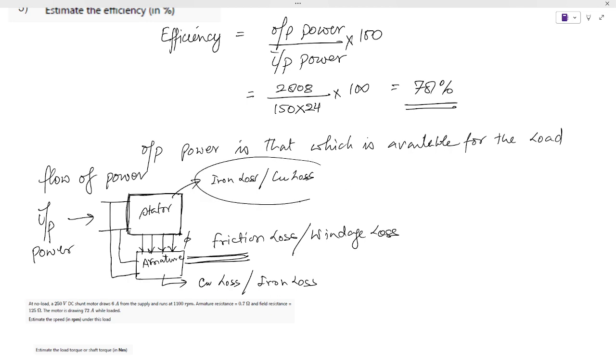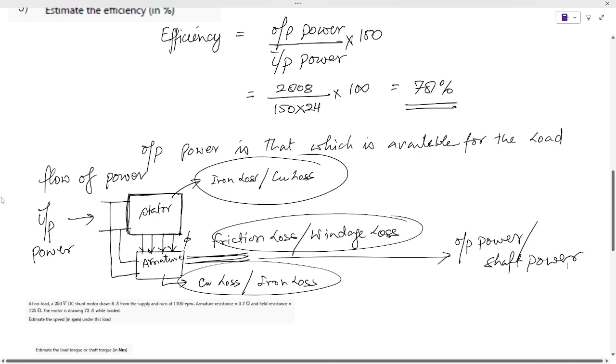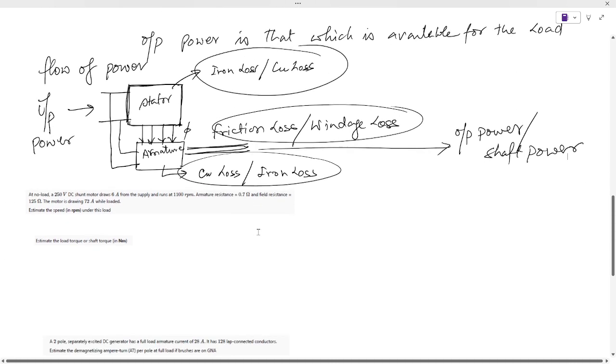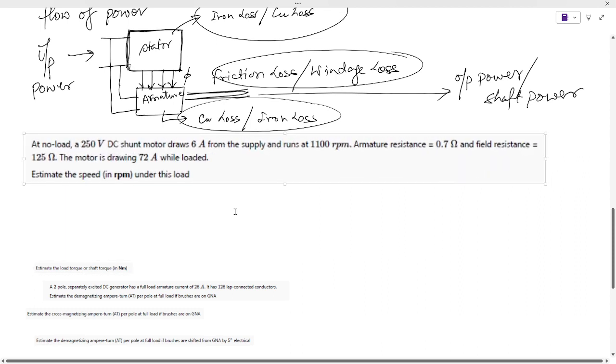after subtracting these losses, the power available is the output power or shaft power in any machine, whether it be DC or induction or synchronous, anything. This is the flow of power. Okay, any doubt? No, sir. Okay, please we'll start with the next question.